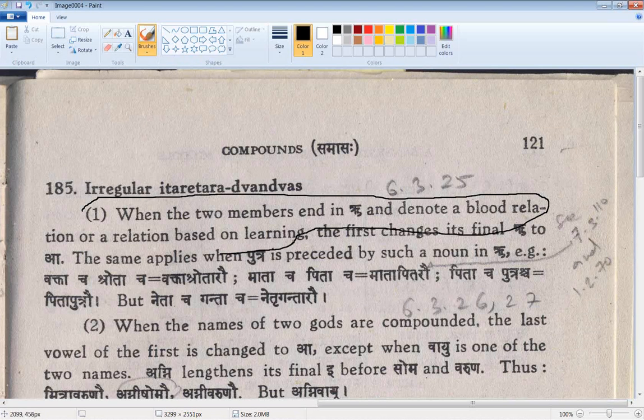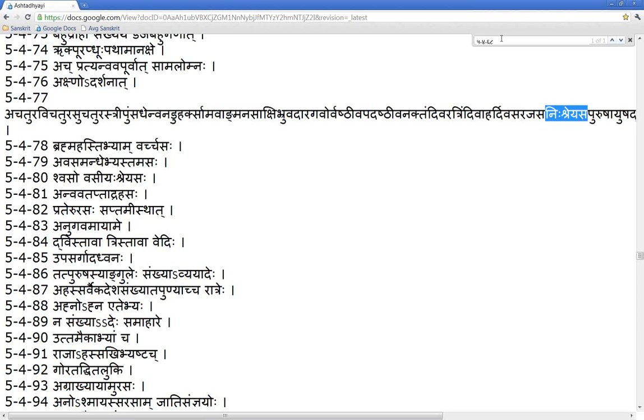The first changes the rukara to an akara. So one more time, in two members of a compound, when both members end in a rukara, be very careful, not one. The condition is that both the members of a compound should end in a rukara and denote a blood relationship based on learning. Then the first changes final rukara to akara. Sutram which we saw last time, there are these three rules in the Ashtadhyayi order. You can look at them here.